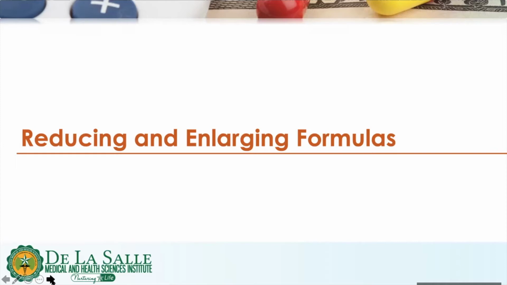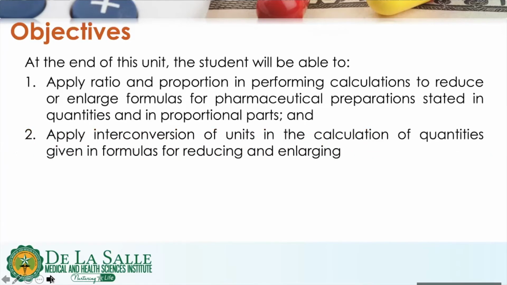In each of these instances, a pharmacist may calculate the quantities of each ingredient required for a smaller or greater quantity by reducing or enlarging the specified formula respectively, while maintaining the correct proportion of one ingredient to the other. At the end of this unit, the student will be able to apply ratio and proportion in performing calculations to reduce or enlarge formulas for pharmaceutical preparations stated in quantities and in proportional parts, and apply interconversion of units in the calculation of quantities given in formulas for reducing and enlarging.